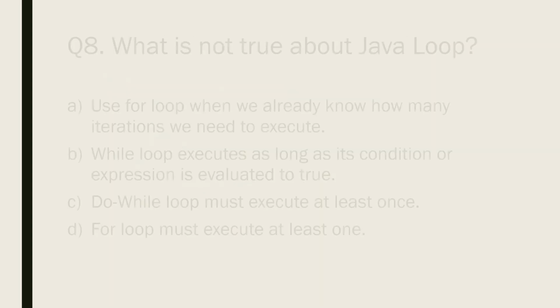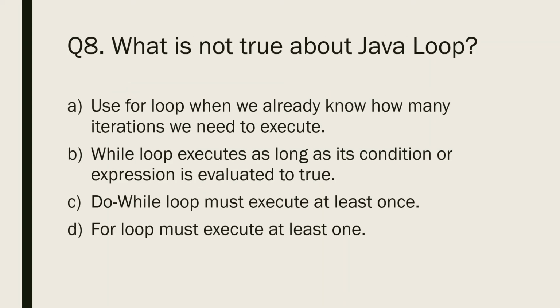Question number 8. What is not true about Java loops? So these are 4 statements given, and they are related to Java loops. You have to choose one which is not true. For example, use for loop when we already know how many iterations we need to execute. While loop executes as long as its condition or expression is evaluated to true. Do while loop must execute at least once. For loop must execute at least once.